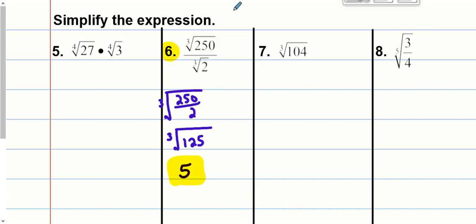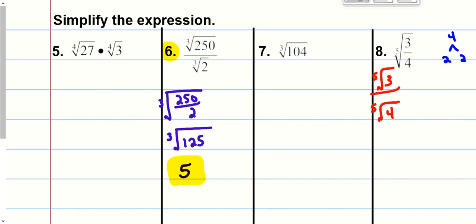Now, let's look at number 8 over here on the right side. I have the 5th root of 3 over 4. 3 over 4 as a fraction does not simplify. So let's separate and do the 5th root of 3 divided by the 5th root of 4. So I'm going to go over to the side over here, and we have 4. We're going to break it down to 2 times 2.